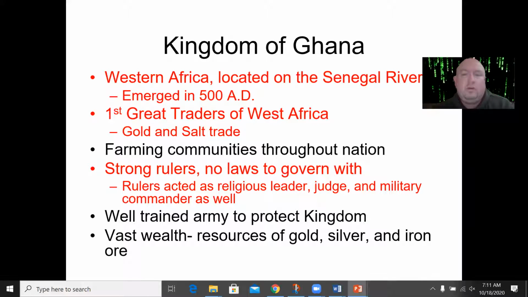Strong rulers. It says no laws to govern with, but I kind of find that questionable. Rulers could also serve as religious leaders, the judge, military commander as well. Well-trained army. And they also had silver and iron ore. Iron ore is pretty important as far as making some tools.